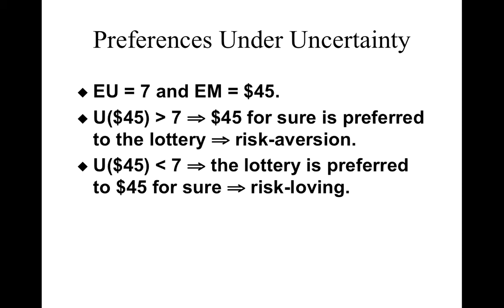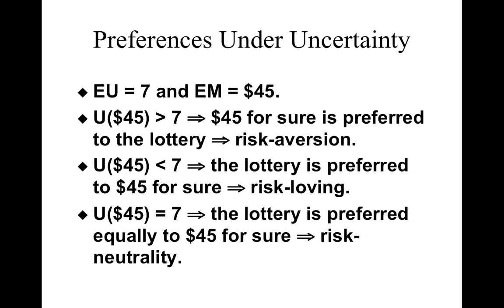So they are risk-loving. And if they are indifferent, they don't really care whether they have $45 for certain or the gamble where they have a 50% chance of getting $90, they basically give them the same ranking. Then that person is basically risk neutral.